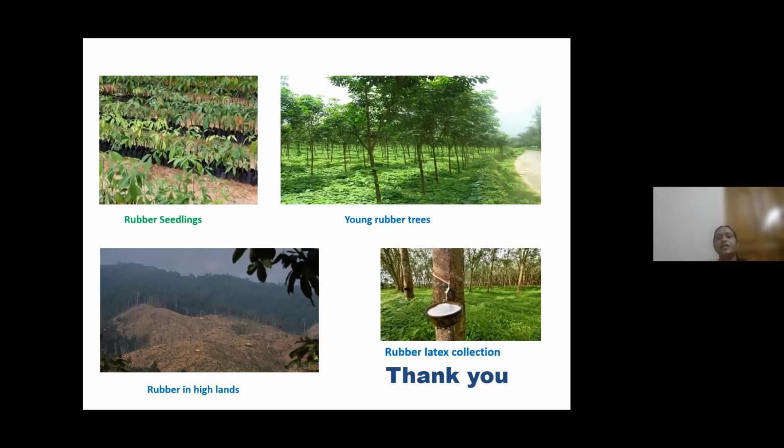And this is rubber seedlings and a young plantation, and rubber in the highlands, and the rubber tree latex collection. That is all my presentation.